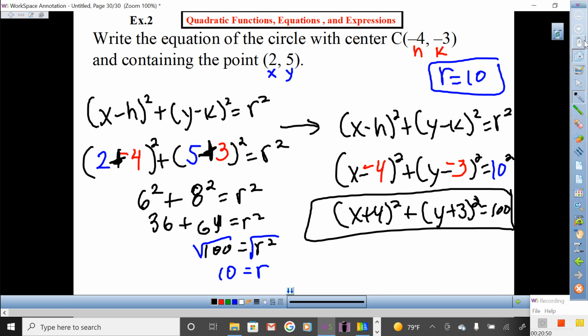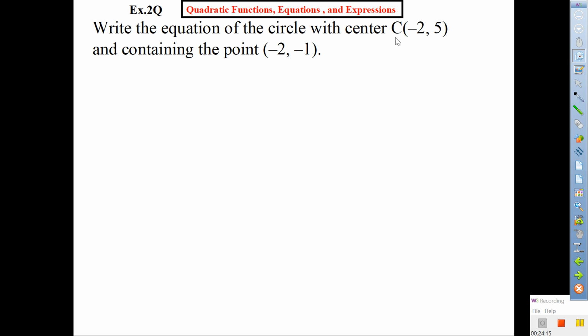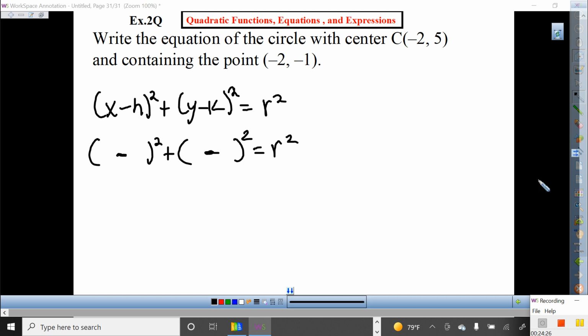Okay? Here we go. Example 2Q. Copy this. Center -2, 5. And point given -2, -1. Copy that and go. All right, let's see. So, hopefully you wrote your standard form again, without x and h, y and k, just with an r squared because we need to solve for r. So here we go. Our h and our k, we got -2 and 5. Our x and our y is -2 and -1. Yes?